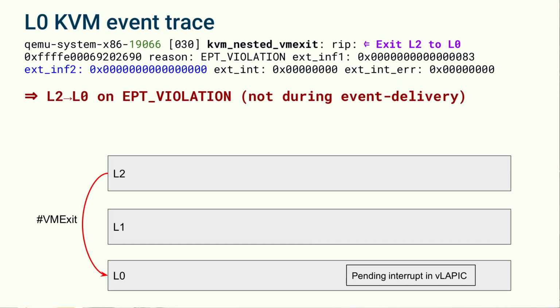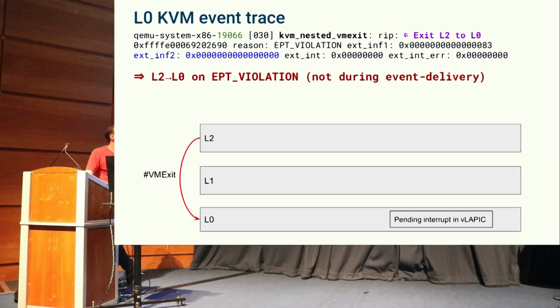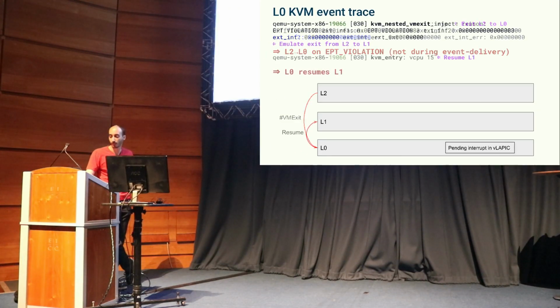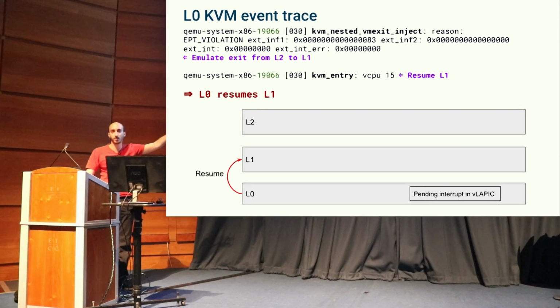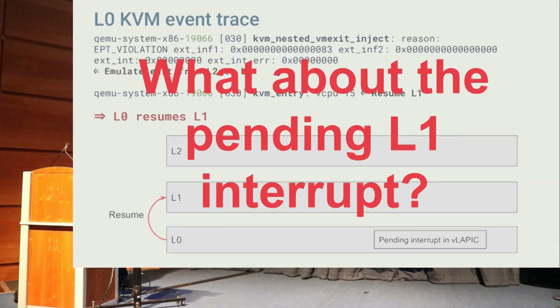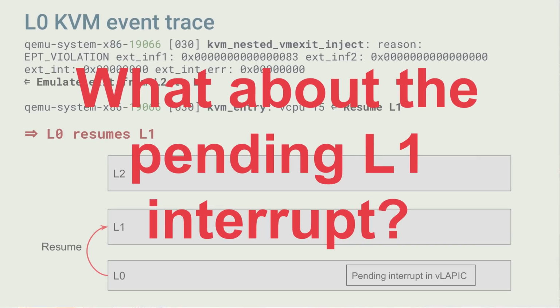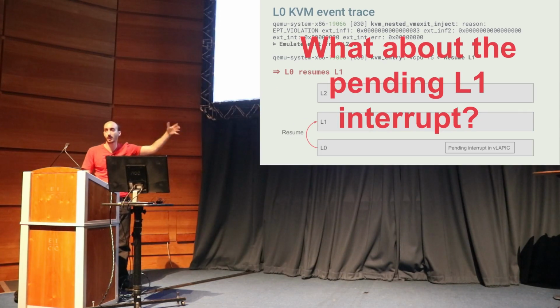And the next event that we see is an exit from layer 2 to layer 0 on an EPT violation, this time not during an attempt to deliver an event. And then we just resume layer 1. But something interesting we see here is that KVM request event is not signaled at this point. And therefore, layer 1 has never received its pending interrupt, even though we have a pending interrupt in the local APIC, because no one is looking at this queued interrupt.